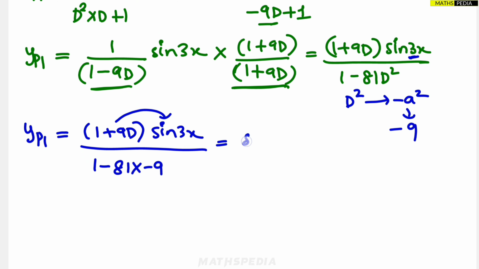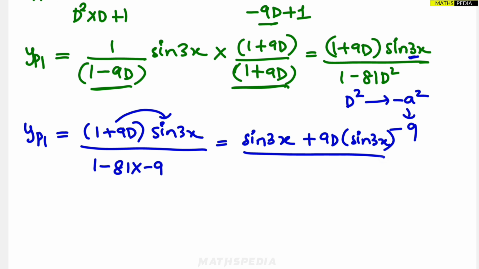So what will happen? Sine 3x into 1 is sine 3x plus 9D into sine 3x, divided by 1 plus 81 into 9. So the total will be 730. 729 plus 1, it is 730. So now what about this numerator D? Numerator D, as I said, there is no problem in numerator D because the D can be written as what? We have already done these problems. D by dx. D can be replaced as D by dx.